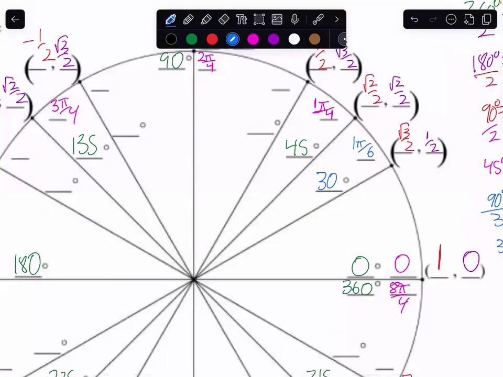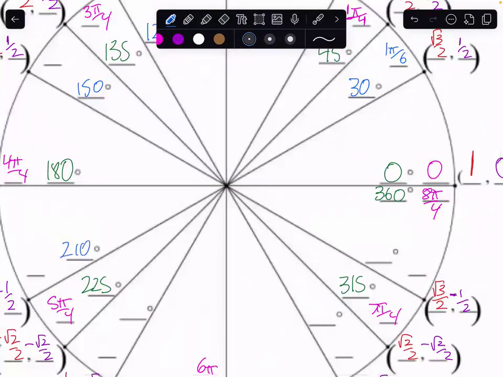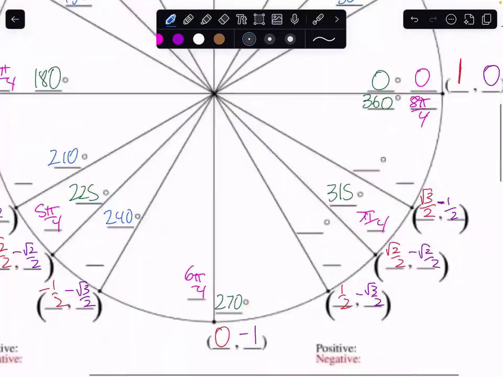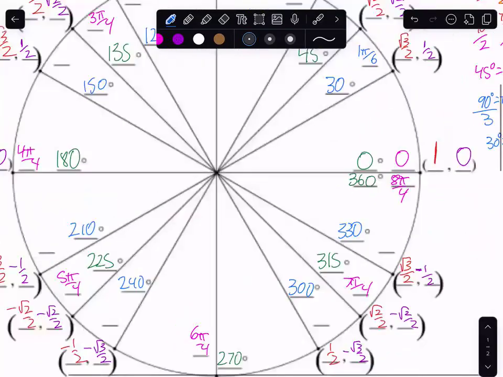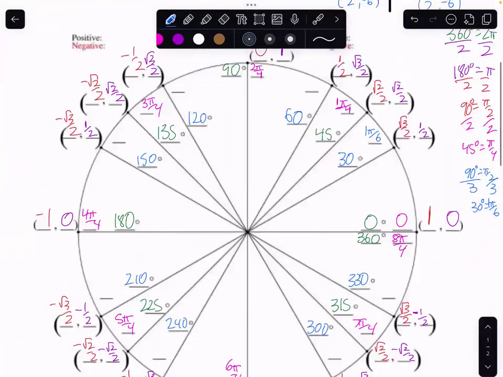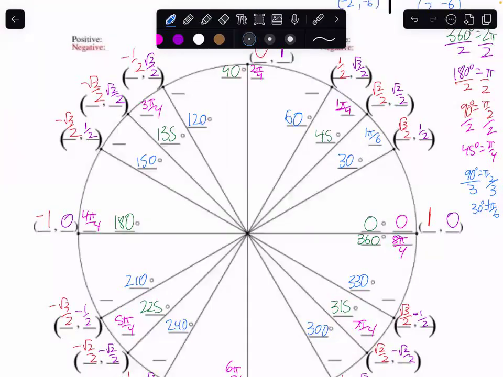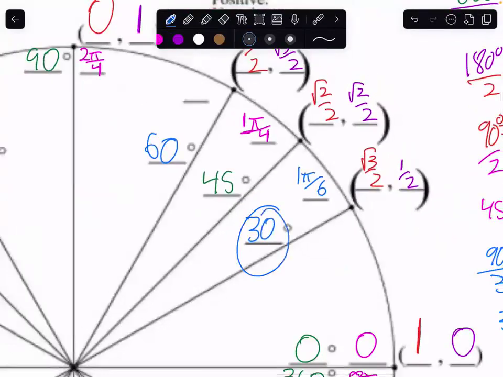Let's do the degrees first. You're just counting by 30s. 30, 60, 90 is already there. 120, 150, 180 is already there. 210, 240, 270 is already there. 300, 330, 360 is already there.